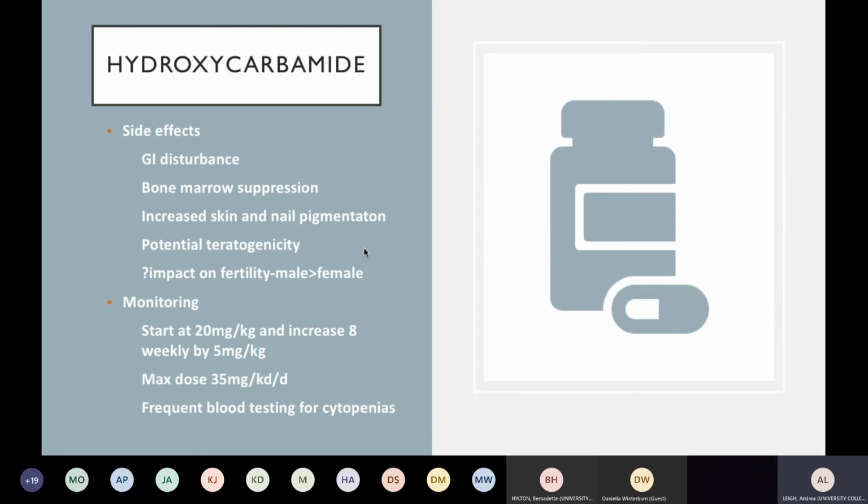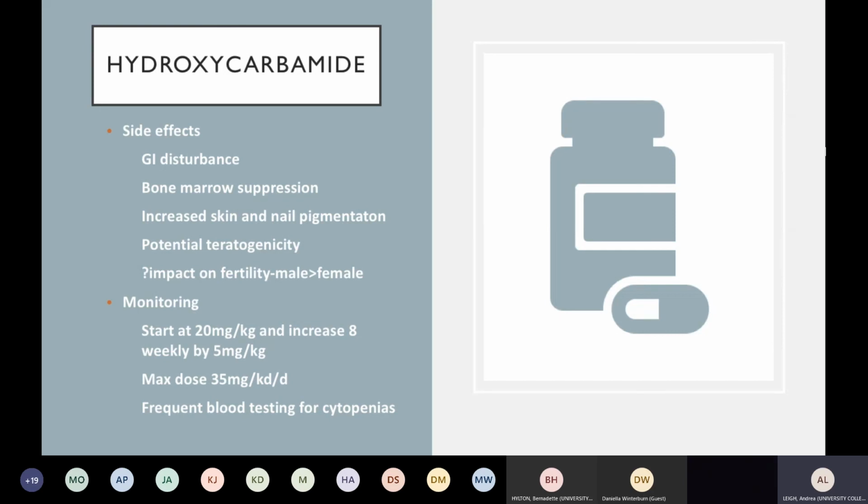The increased skin and nail pigmentation is something that can really bother people, actually. So darkening of the skin and darkening of the nails. And I've had some children and parents that have discontinued hydroxycarbamide because of that. There are risks of potential teratogenicity. So for adolescents, we have to warn them that they should use barrier contraception and let us know if they're thinking of getting pregnant or do get pregnant. And there's slightly unknown impact on fertility.